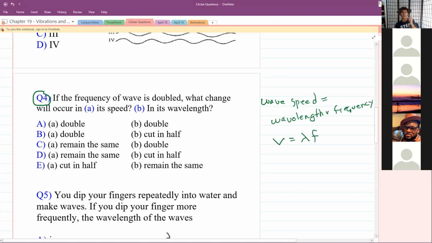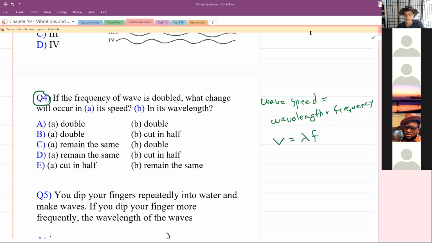So now the question is, what happens if I double the frequency of a wave? How's it going to affect its wave speed? How is it going to affect its wavelengths? So let me stop this, bring up a poll, relaunch polling, continue. Now I can do screen share, go back to this. All right. So this is an interesting, somewhat challenging question conceptually, but if I double the frequency of a wave, how does that affect the wave speed? How does that affect the wavelength?